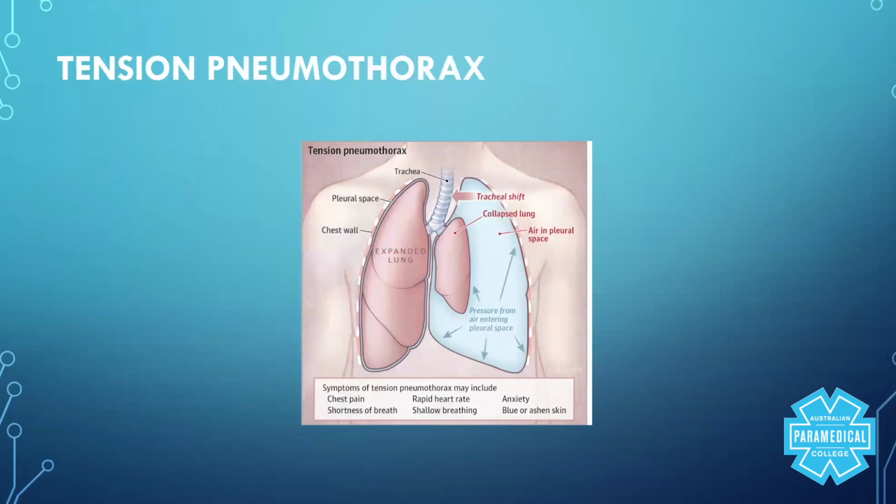from beating. Now, these patients will be having signs of difficulty in breathing. They will have a mechanism of injury. There'll be signs of shock. And paramedics must be able to treat this using a 14-gauge cannula into the pleural space.